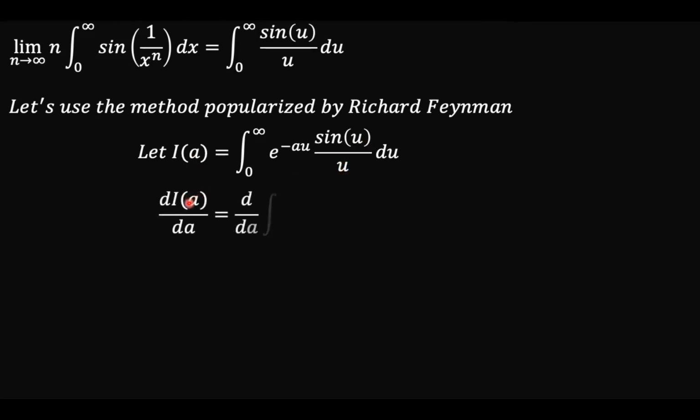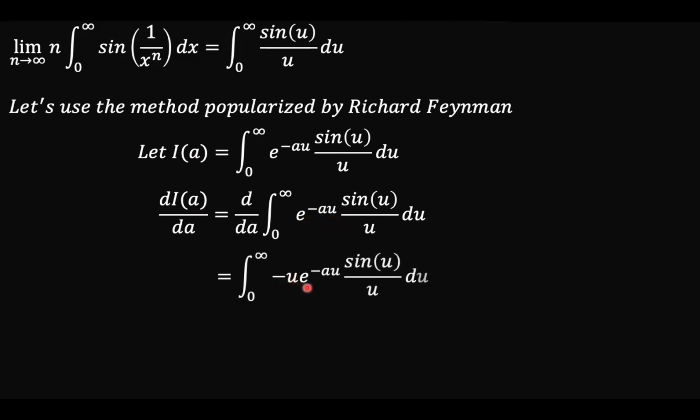Now, when we take the derivative of I(a) with respect to a, we get the partial derivative of e to the power negative au, and that is the same as negative u times e to the power negative au times sine u over u. So the u's cancel out. Now we do have a negative here. So we're going to use integration by parts to try and solve this equation.